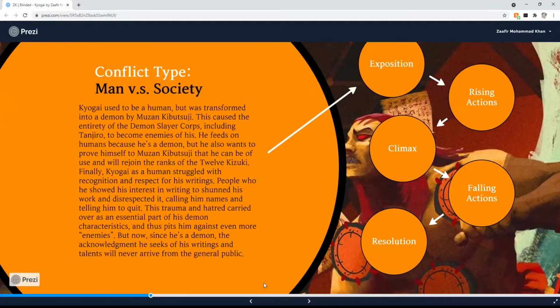And onto the plot. Okay, so starting off with our conflict type, we're going to have a man versus society. In a man versus society type of plot, that means you're going to have your main character usually facing societal norms or other specific uncontrollable circumstances that they're placed in. And here is a summary of what would happen in my narrative.